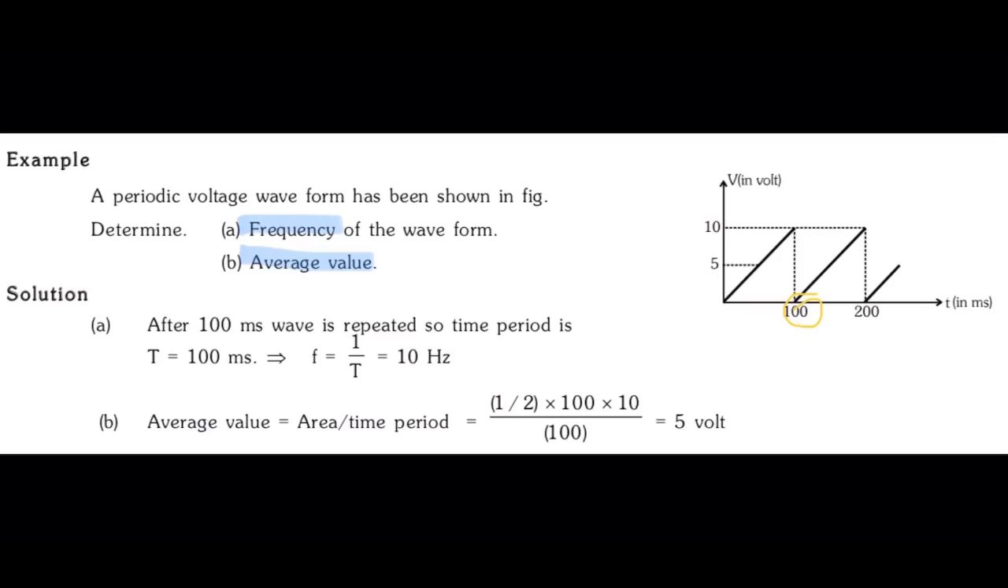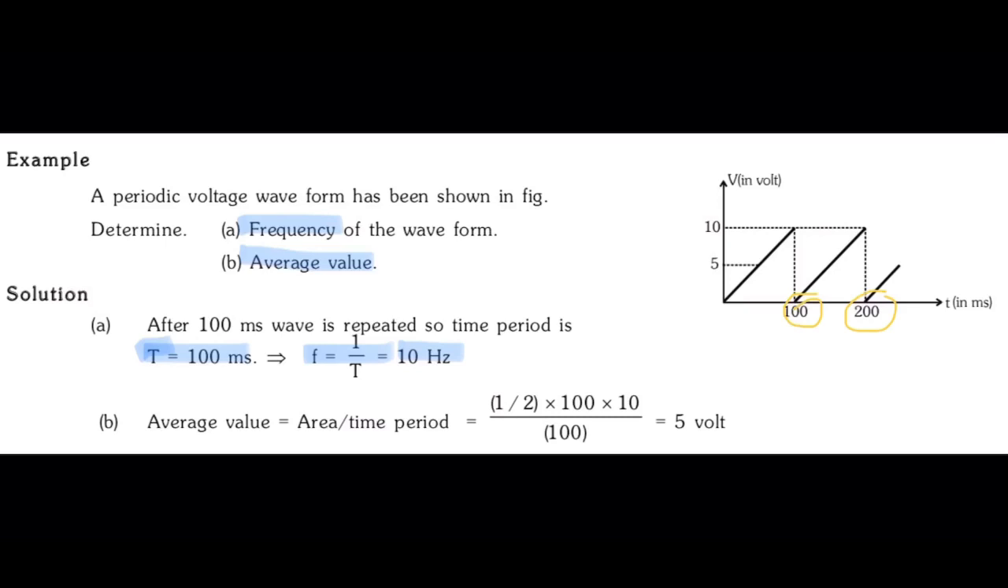Then the second wave is starting after 100 milliseconds, and it continues up to 200 milliseconds. So the time period is 100 milliseconds. Since they have given the time period as 100 milliseconds, we can jump back to the time period equation, which is frequency equal to 1 by time period. Once you substitute that, you get the answer frequency as 10 hertz.